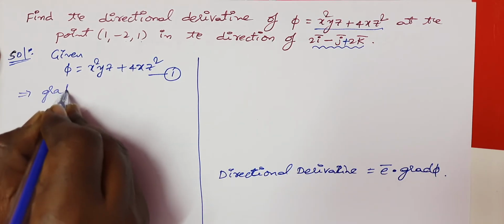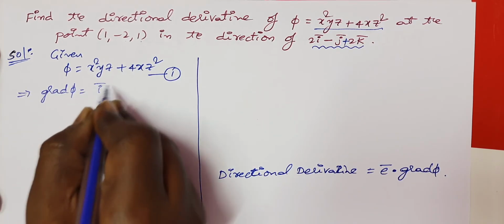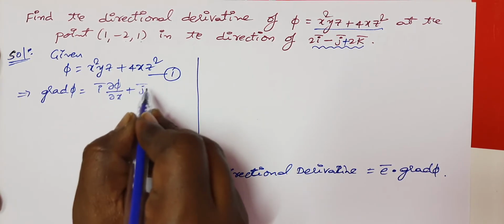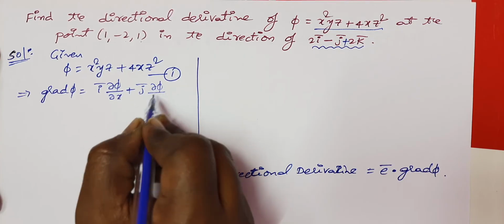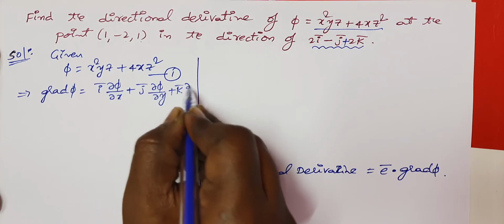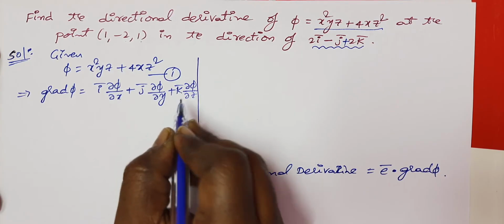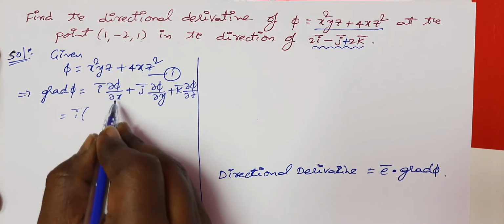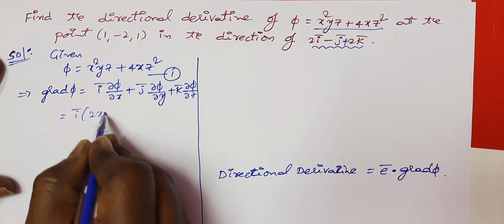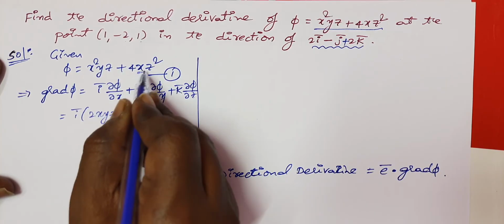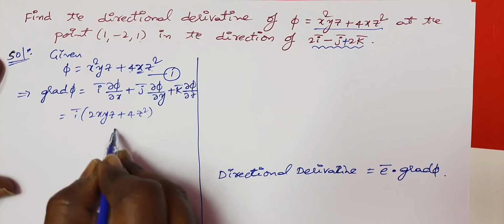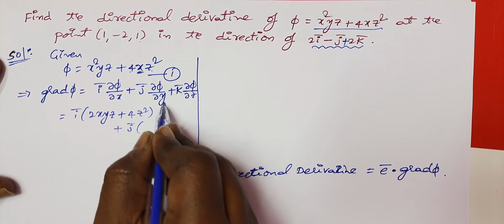So grad phi is equal to i bar into, every problem depends upon the formula only. If you get the knowledge and grip on the formula, you can easily complete any problem in vector differential operators. So i bar into the partial derivative with respect to x. So 2xyz plus, derivative of x with respect to x is 1, so 4 into 1 into z square, it would be 4z square, plus j bar into, this time, y.